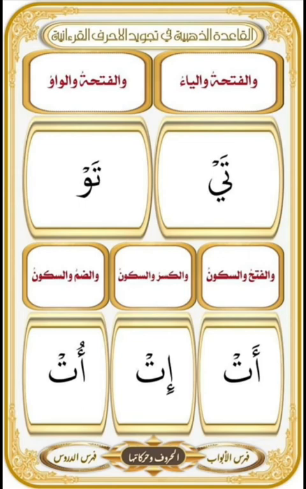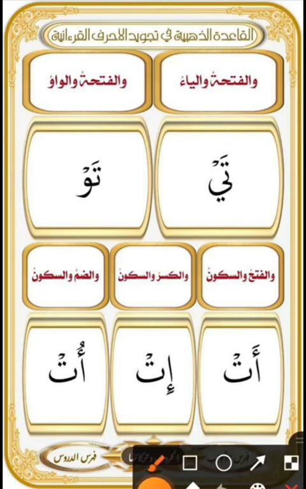والفتح والسكون أت، والكسر والسكون إت، والضم والسكون أت. Here we have the letter ta with sukun preceded with a letter with a vowel fatha, and here we have the letter ta with sukun and preceded with a letter with a vowel kasra.